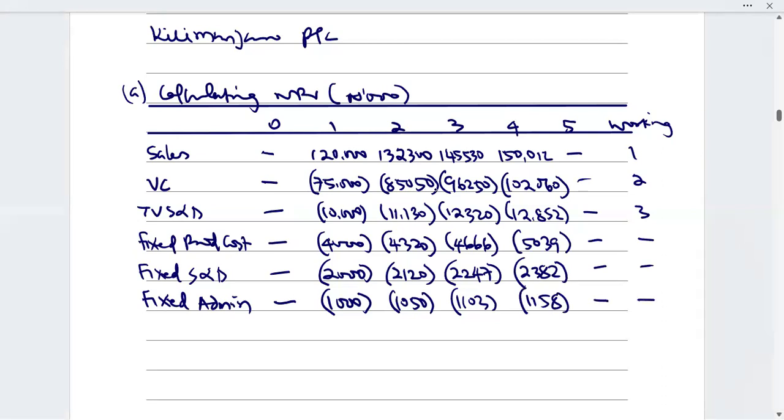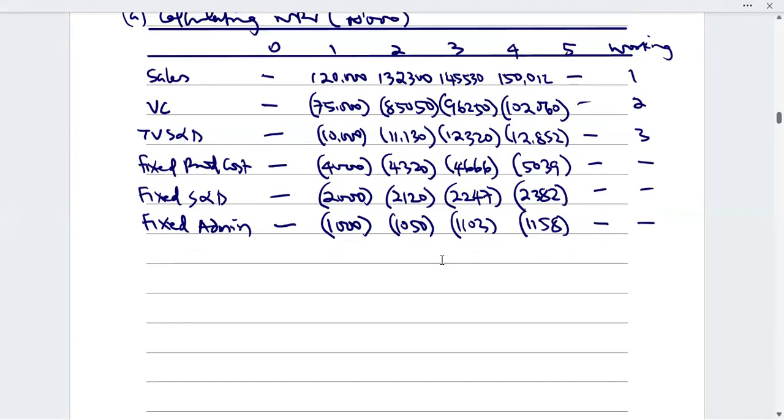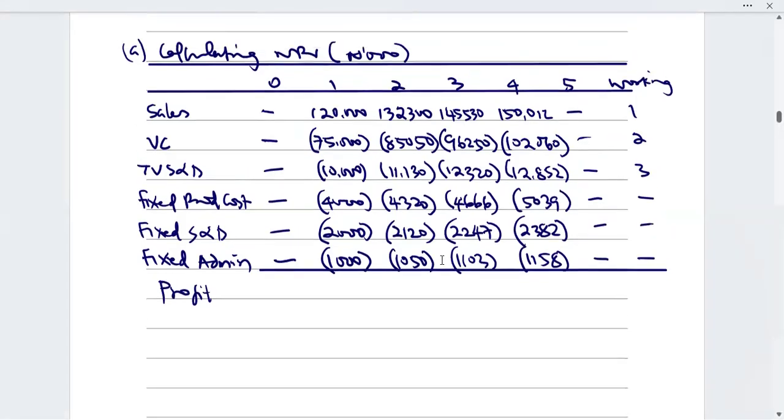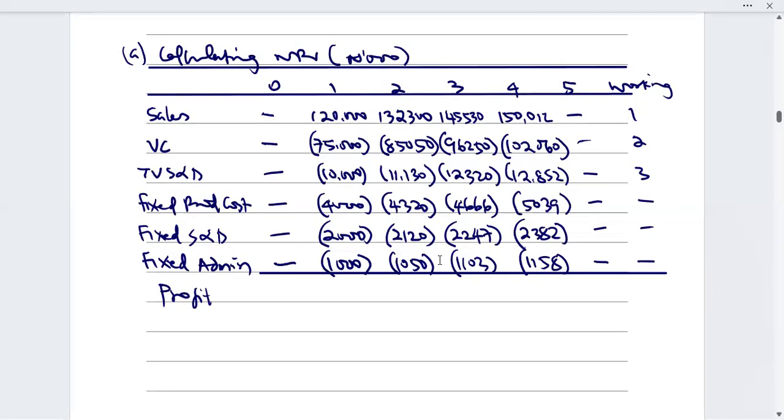I'm done. So I've considered all the relevant cash flow. At this point, I need to get profits, because in this question we have taxation. So I need to determine profits. Please add up the numbers. What do you get? Add up the numbers for the respective years.